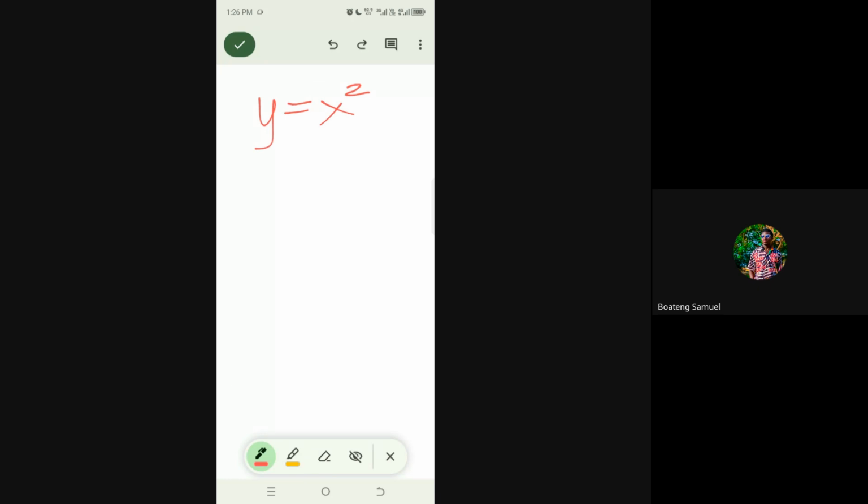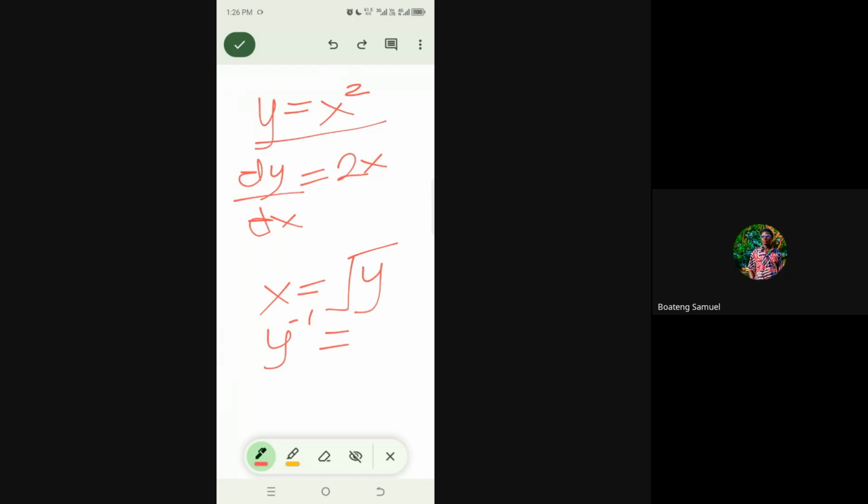Okay, and we want to find dy dx. We are getting 2x. Now I want to find the derivative of this inverse function, so we interchange. We find x is equal to root y. Are you getting it? So this is what we have.